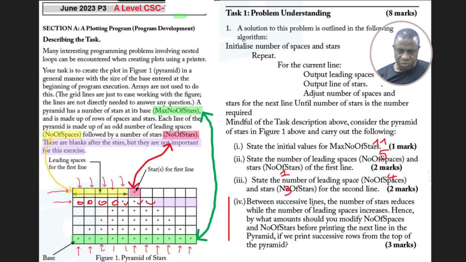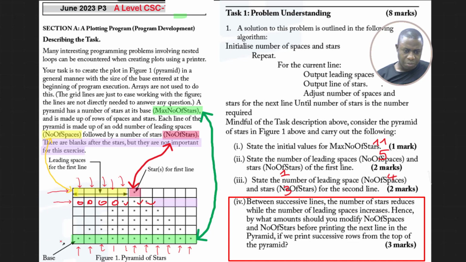Roman 4. Between successive lines, the number of stars reduces while the number of leading spaces increases. So this is a case where we are moving from the bottom and going upward. So in this case, the number of stars reduces as we move to the top from the base. But in the question, so let's continue.